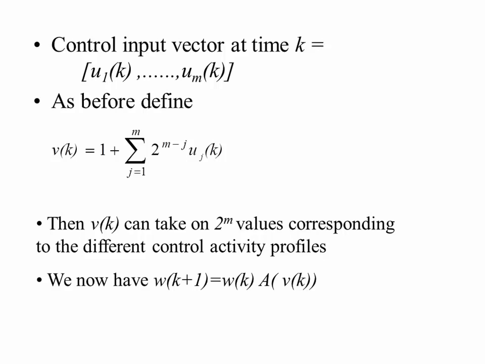And in this case, this string nu k can take on 2 to the power of m values, corresponding to the 2 to the power of m different possibilities for controls, because those are the combinations. So now, if you do that, you have a control Markov chain, where this transition probability matrix A now depends on your control. It's called a control Markov chain, or what is called a Markov decision process.